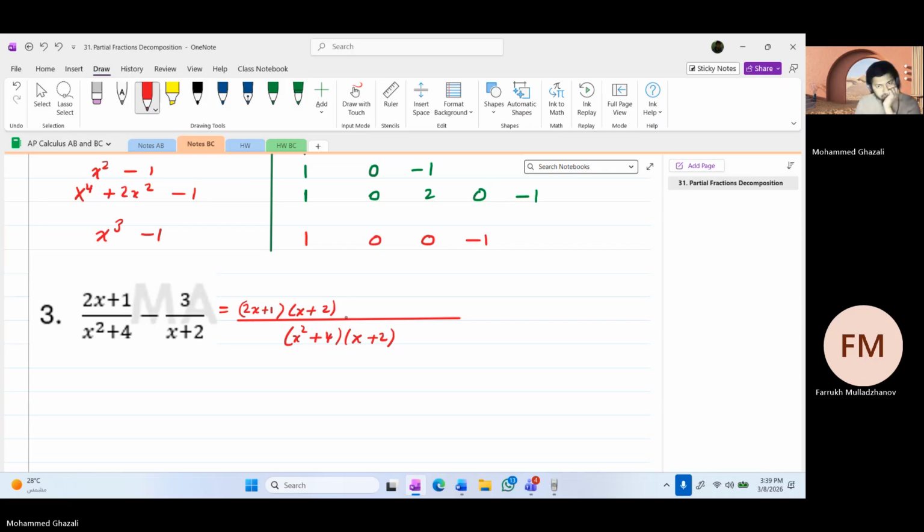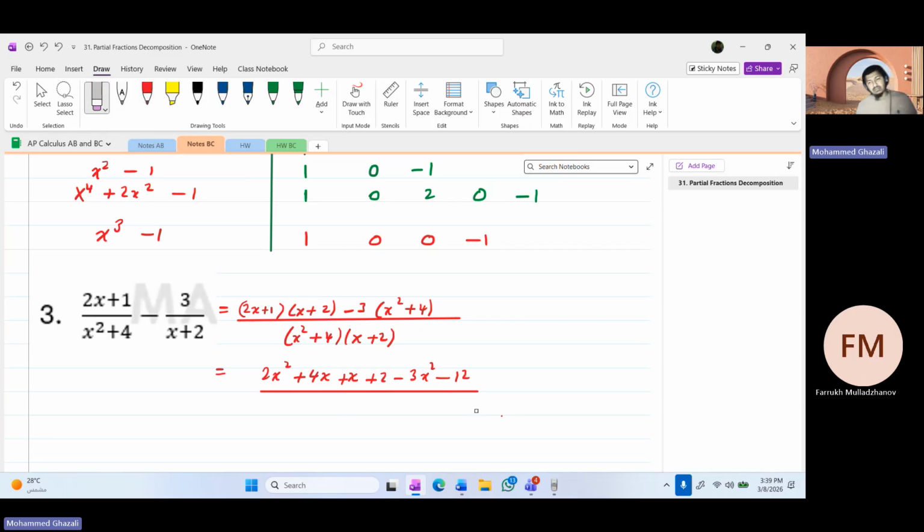Now, minus 3 into x squared plus 4. Let's try to simplify this. You get 2x squared plus 4x plus x plus 2 minus 3x squared minus 12. And we are going to divide it by the denominator.